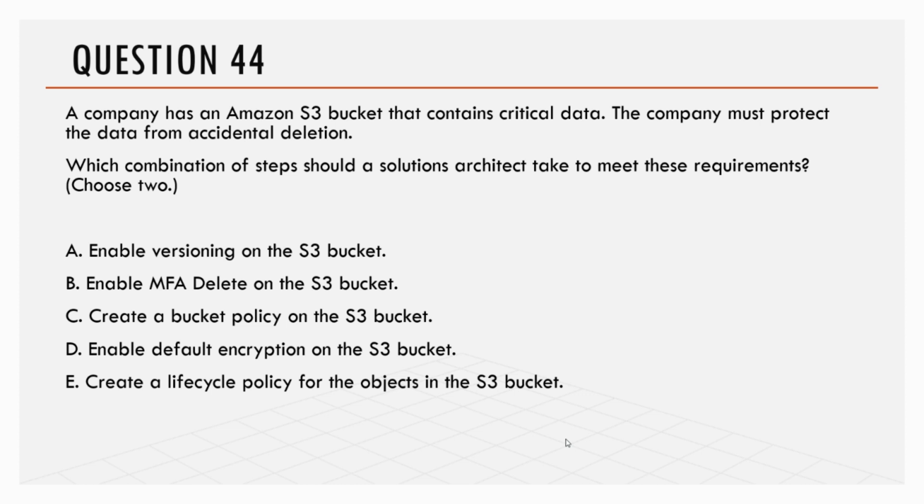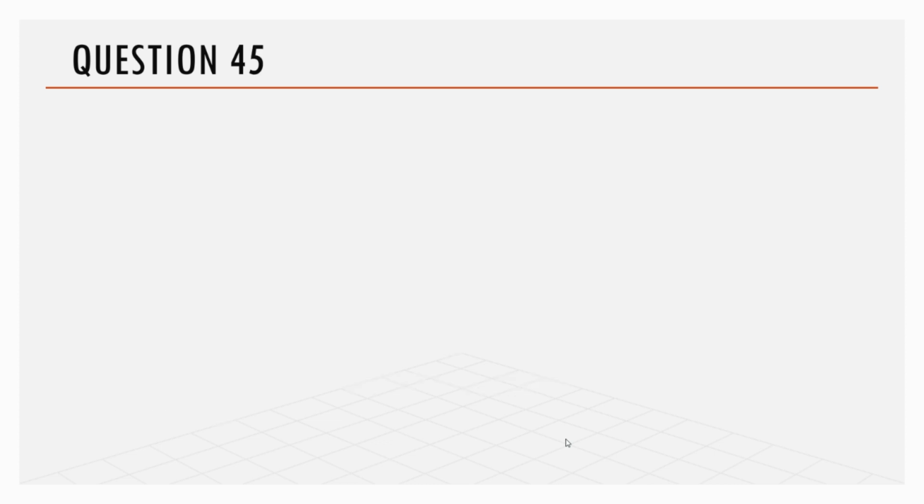So basically the company wants to protect its data from accidental deletion, and that critical data is stored on an Amazon S3 bucket. So the options are: A, enable versioning on the S3 bucket. B, enable MFA delete on the S3 bucket. C, create a bucket policy on the S3 bucket. D, enable default encryption on the S3 bucket. E, create a lifecycle policy for the objects in the S3 bucket. And the correct options are A, enable versioning on the S3 bucket, and B, enable multi-factor authentication delete on the S3 bucket, MFA delete on the S3 bucket.